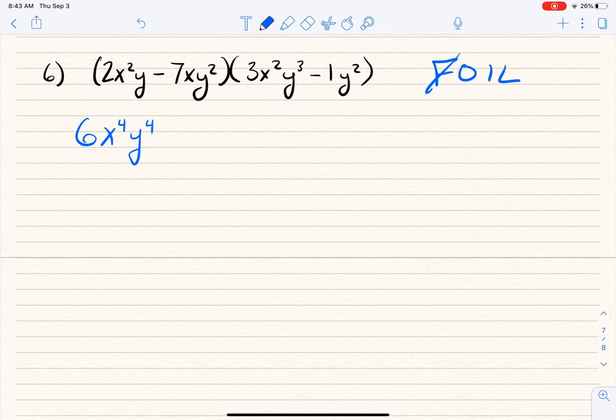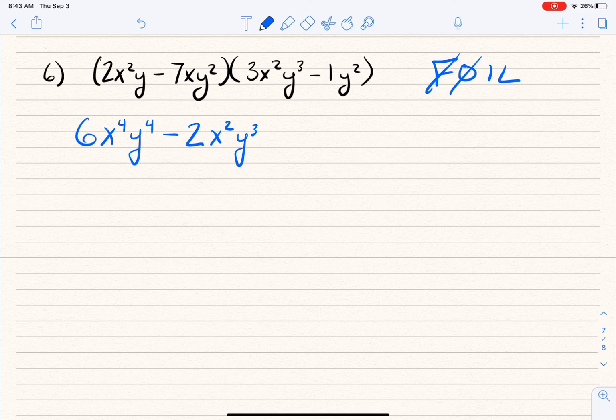So I did first. Now let's move on to outer. 2x squared y times negative 1y squared. So 2 times negative 1, negative 2. X squared, there's nothing to multiply the x squared by, so it just comes along. Y times y squared, y to the third. Took care of outer.